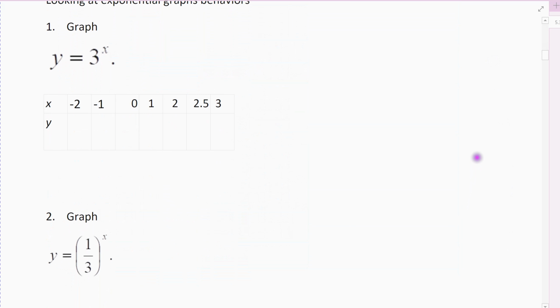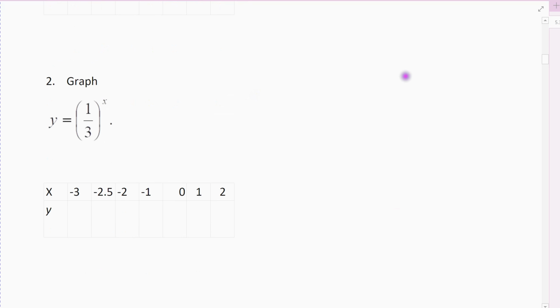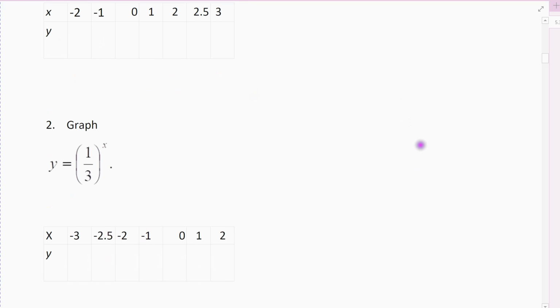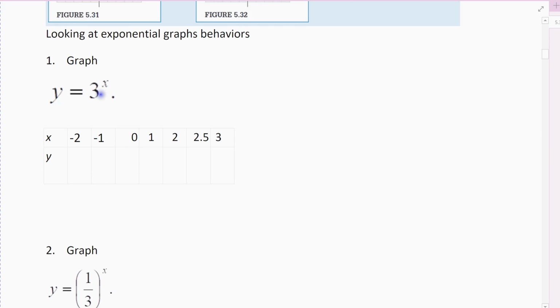Alright, so I'm going to graph 2 functions with 2 different bases, but the bases are similar. I've got my function y equals 3^x, and I've got my function y equals (1/3)^x. I picked the same sort of values, just slightly different. Actually, they're just the opposite of my 2. So start again, I'm just plugging them in.